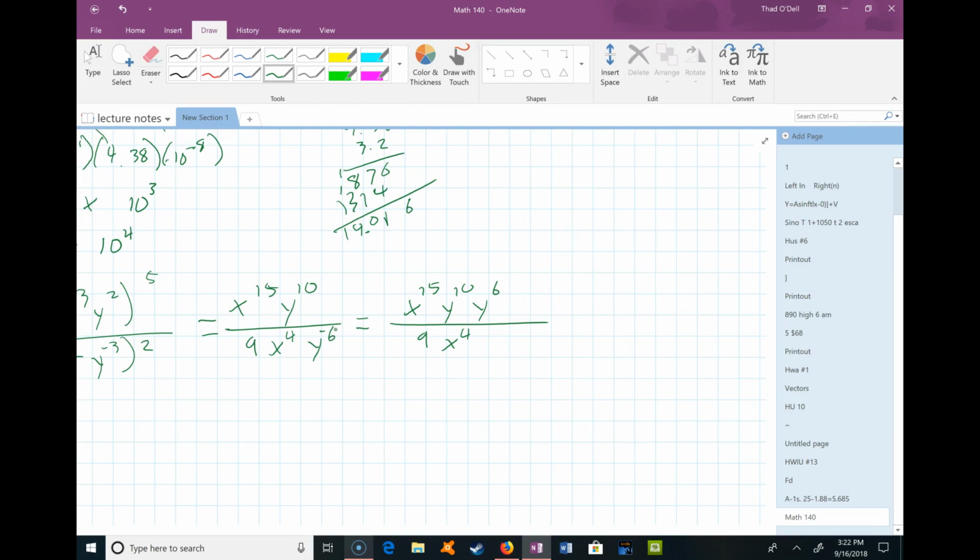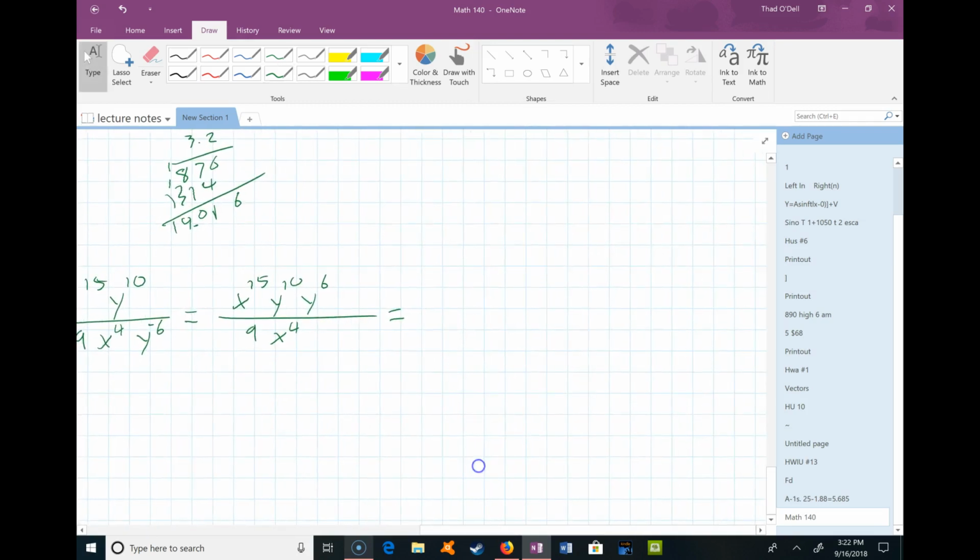Okay, so now we can just kind of clean things up here a little bit. So we're simplifying still. So x to the 15th divided by x to the 4th would be x to the 11th on top. And y to the 10th times y to the 6th would be y to the 16th. And then on the bottom, I still have a 9 there.